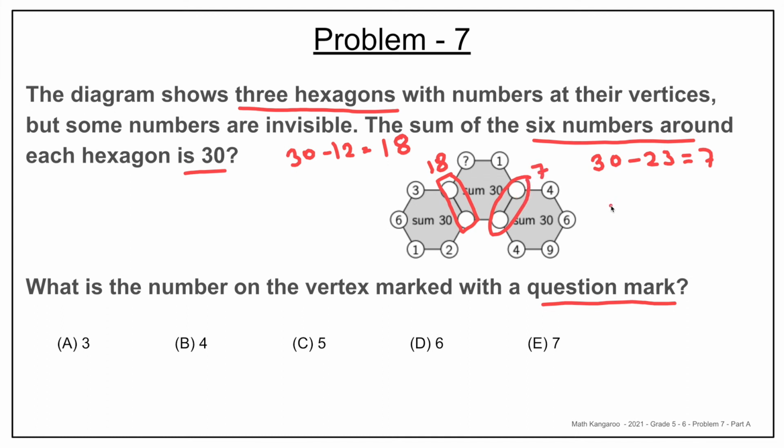So 18 plus 7 gives us 25. 25 plus 1 gives us 26. The sum of the 6 numbers is 30. The sum of the 5 numbers is 26. 30 minus 26 gives us 4. So the number on the vertex marked with the question mark is 4, which is our answer, option B, 4.